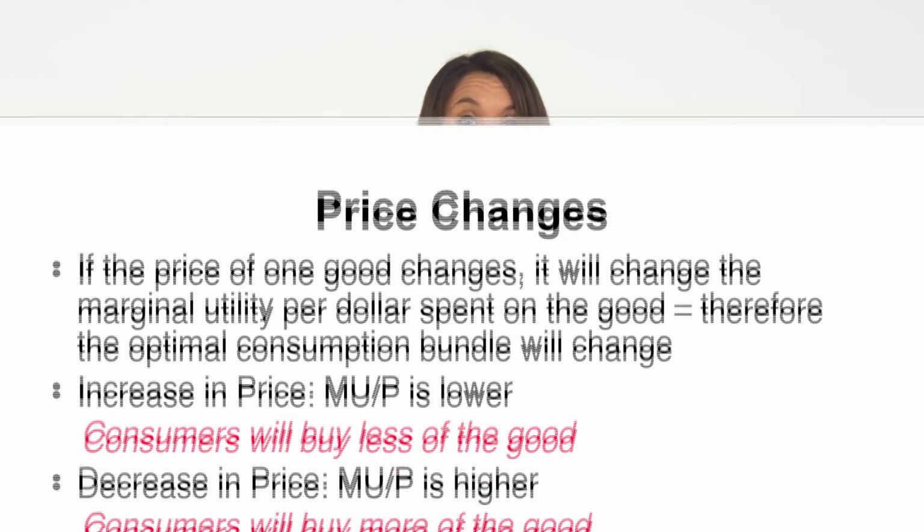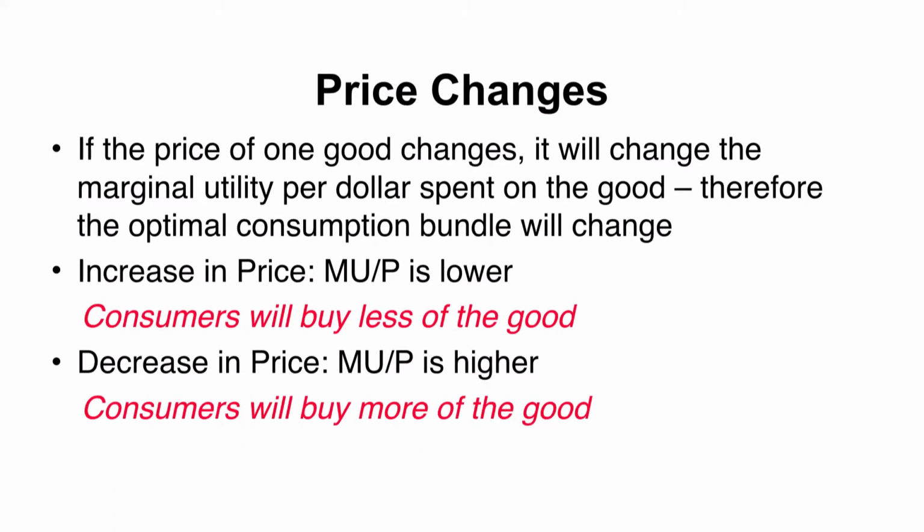We need to figure out, is the change in the price going to cause an increase in both goods, or an increase and a decrease in one of the goods, or how is the consumption bundle going to change? So if the price of pizza increases, the marginal utility for each dollar that we spend is lower. Consumers will buy less of that good. If the price of pizza decreases, the marginal utility for each dollar that we spend on pizza is higher, and consumers will buy more of the good.